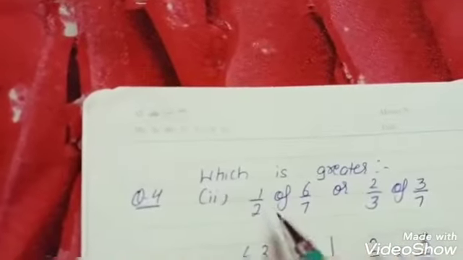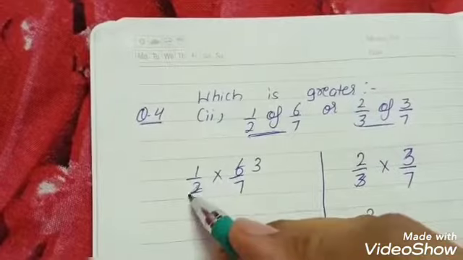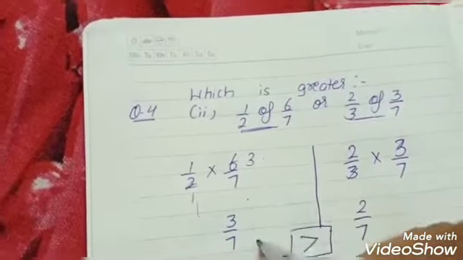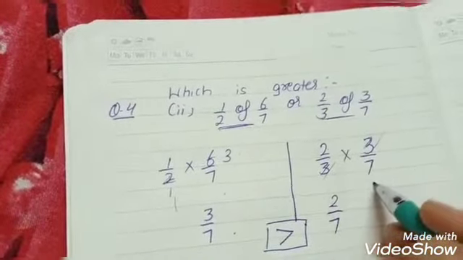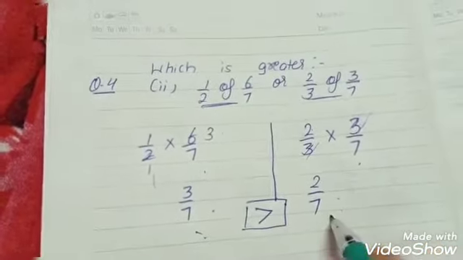The next question number 4, you have to tell which is greater, this one or this one. So I have made the column in between. As you can see, 2 1s are 2, 2 3s are 6, 3 upon 7. 3 and 3 would be cancelled and it is 2 upon 7. So 3 upon 7 is the bigger one. You can see which one is greater, 3 upon 7.